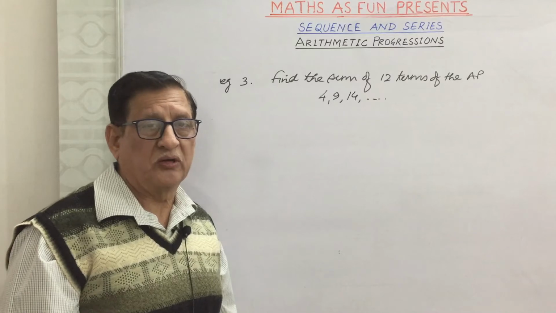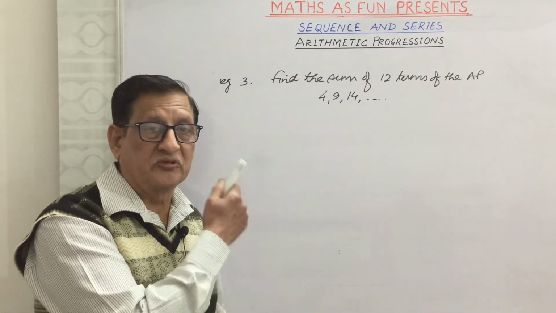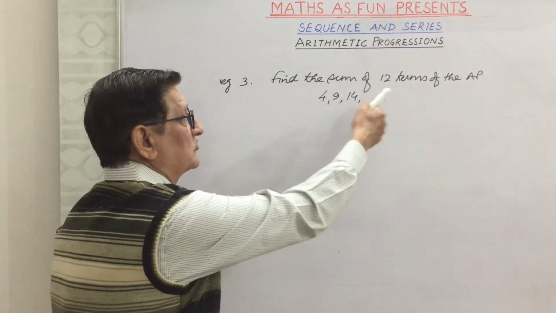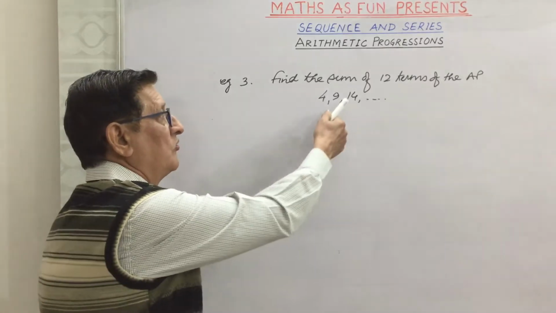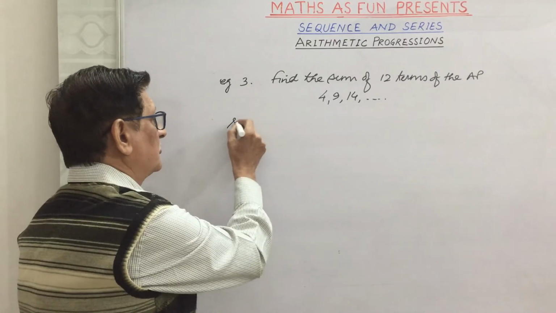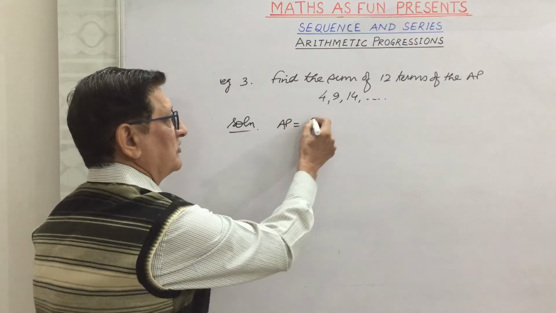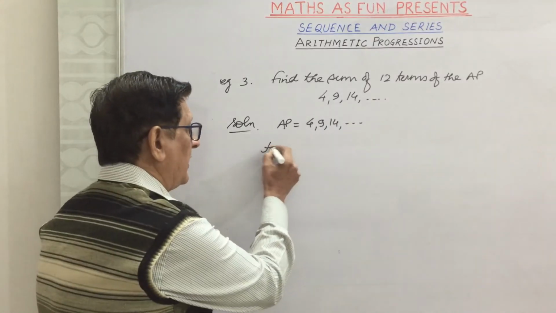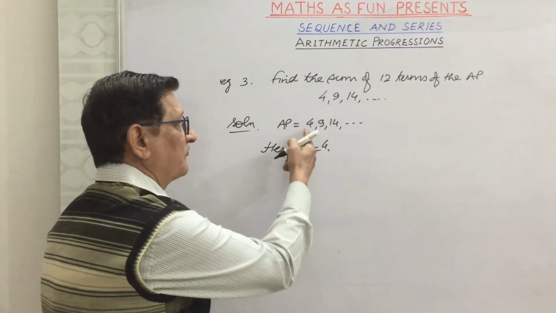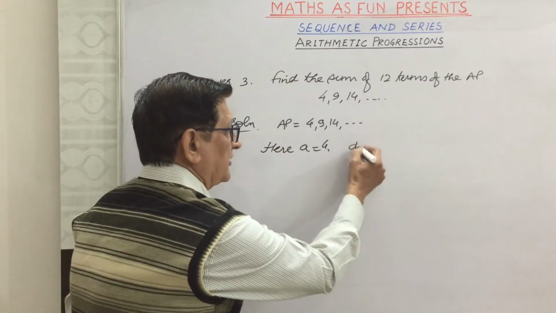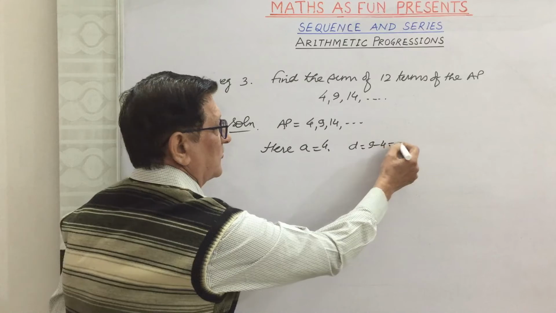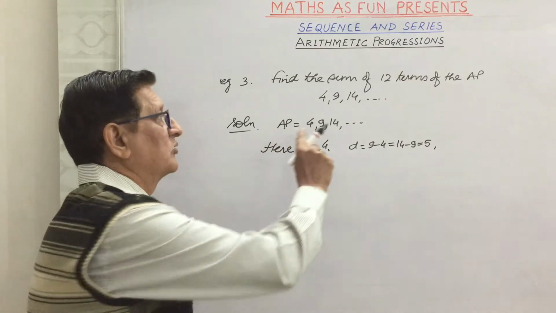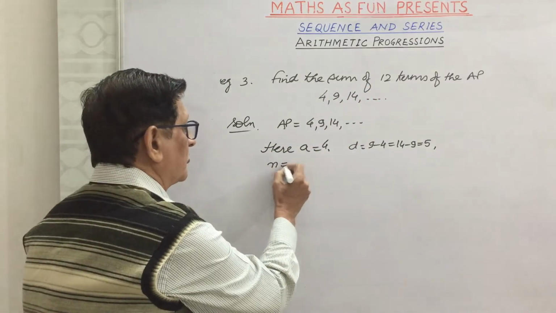Let's take one example now to understand how to apply the formula for the sum of n terms. Here we have been given a question: find the sum of 12 terms of the AP 4, 9, 14 and so on. To find the solution, first we write the AP which is given to us: 4, 9, 14 and so on. Here A is equal to 4, that is the first term of the AP. D, the common difference, is 9 minus 4, 14 minus 9, that is equal to 5. We are to find out the sum of 12 terms. So n will be equal to 12.